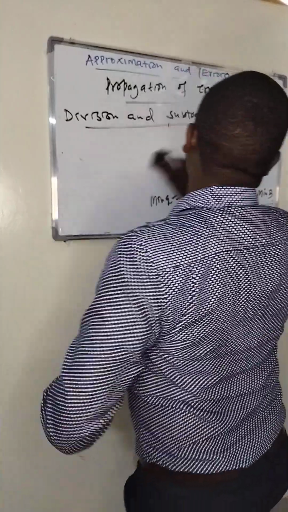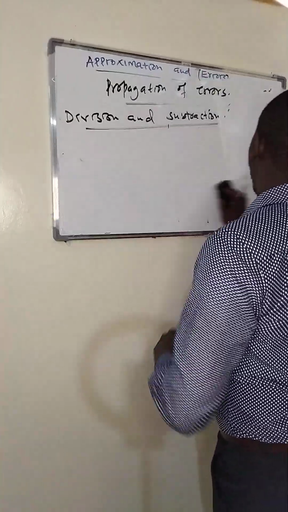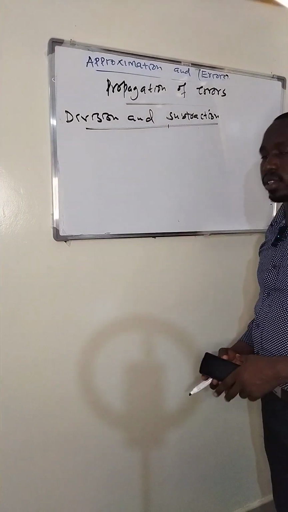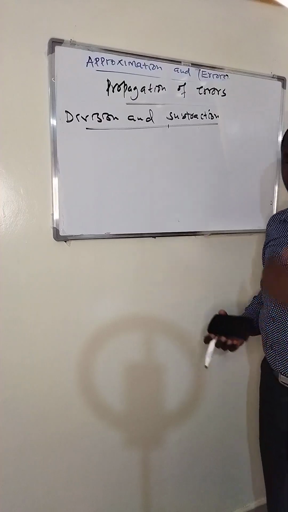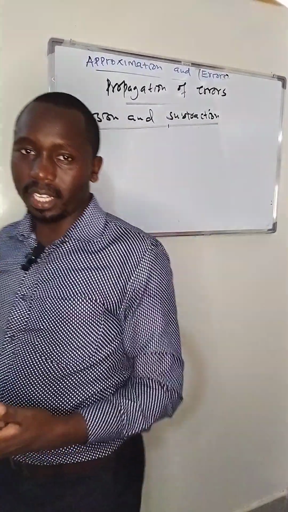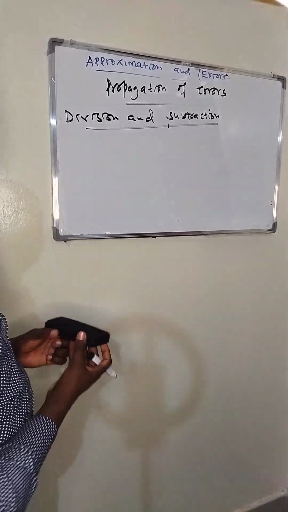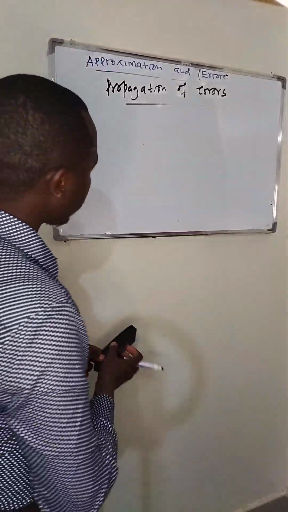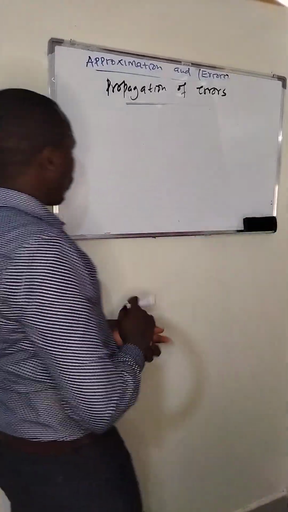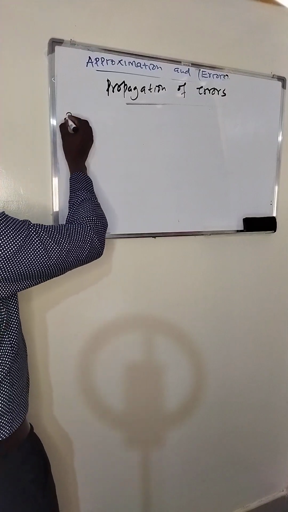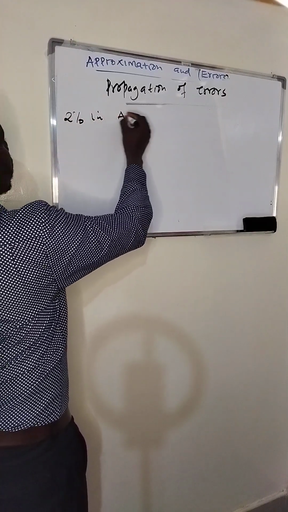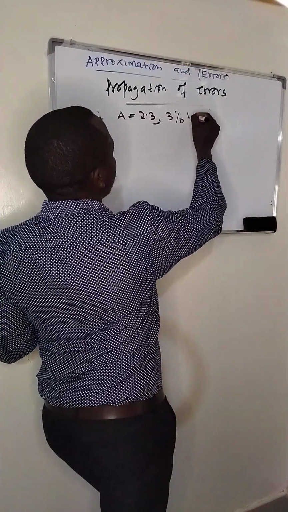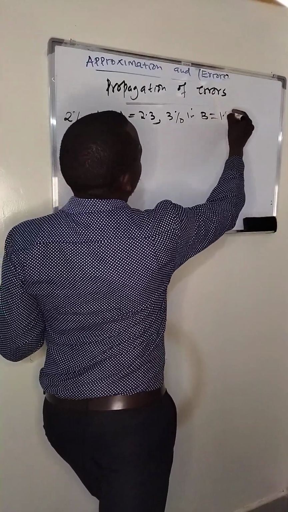There is another part which is always going to be very common, whereby the errors do not involve measurement. So how do you get the limits? For example, you're told that there is an error of 2% in A, and A is 2.3, and 3% in B, and B is 1.75.